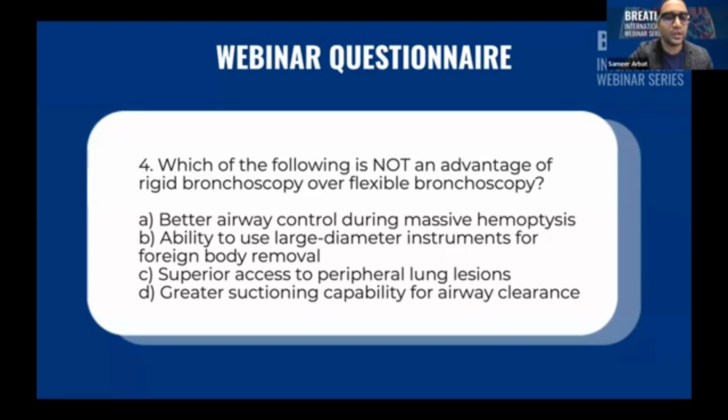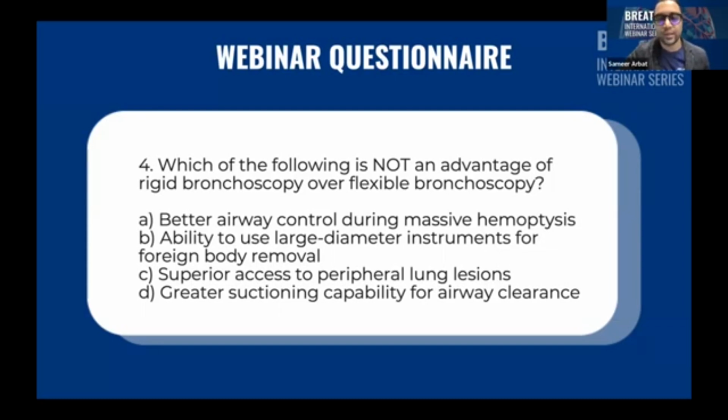It's a trick question. So your option A is better airway control during massive hemoptysis. B, ability to use large diameter instruments for foreign body removal. C, superior access to peripheral lung lesions. And D, greater suctioning capability for airway clearance. I hope you've put in your votes for question number 4.